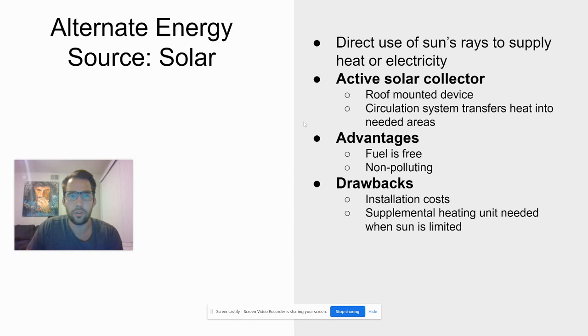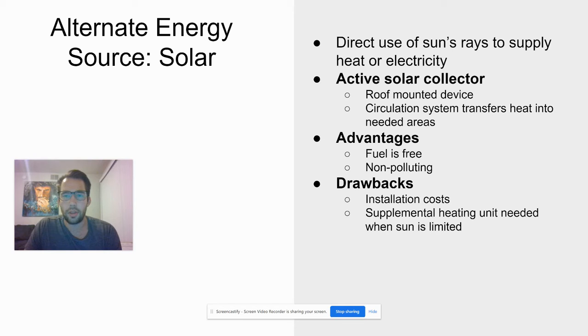Some advantages of solar energy is that it is fuel free. So the fuel comes from the sun. The sun is always there, so you don't have to use any gases or electricity to produce electricity or heat from solar energy. It's also non-polluting, which is quite a big deal as we end up going through some of these clean solutions, and once we start looking at pollution problems that we've had in the past.